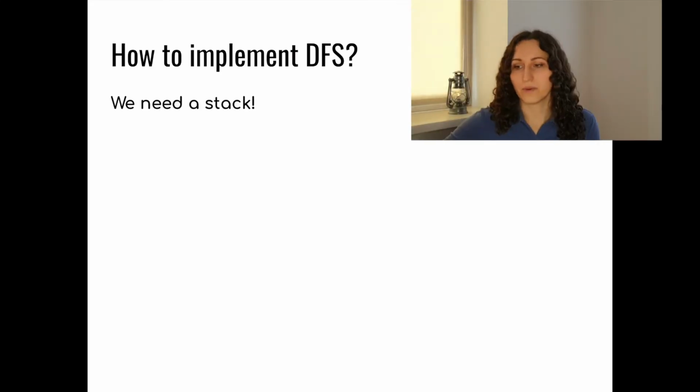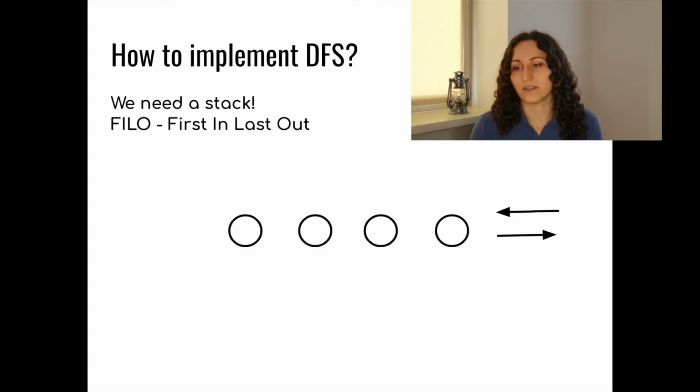Okay, now let's try to understand how to implement DFS. For the DFS, we also need a util data structure, and in this case, it will be a stack. A stack works on the principle first in, last out. That means that if some item was added to a stack later, it will be the first item to leave. We can compare it to a box with some items.